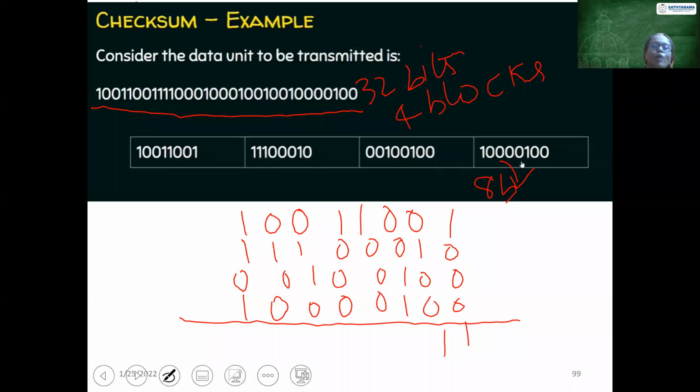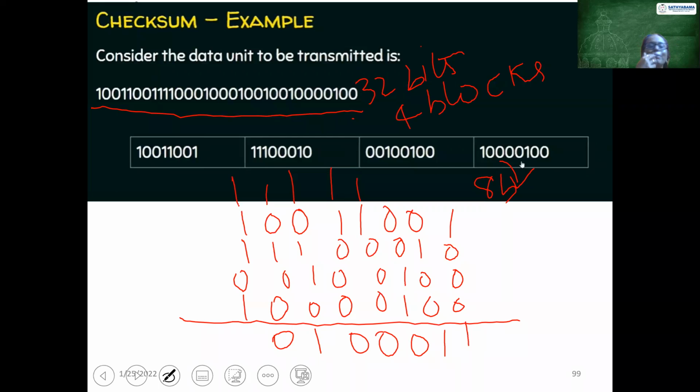Okay, here 1 plus 1, what is the value? Student? 1 plus 1, what is the answer? 0, 1. My carry will be 1. Again 1 plus 1, 0, 1. Okay, 1 plus 1 is 1, 0. 1, 0 plus 1 is 1, 1. So 1, 1. 1 plus 1 is 1, 0. So 0 will be there, again carry.